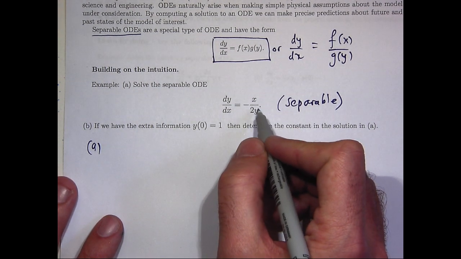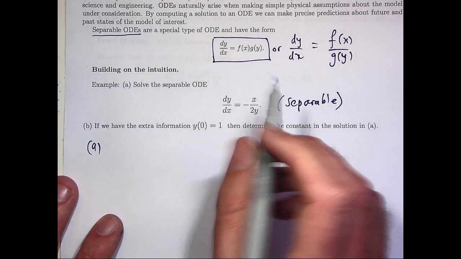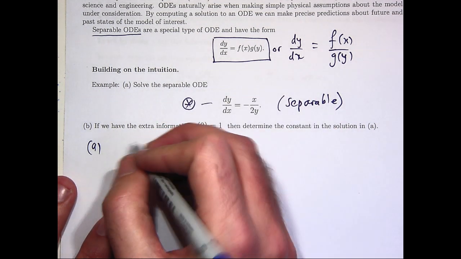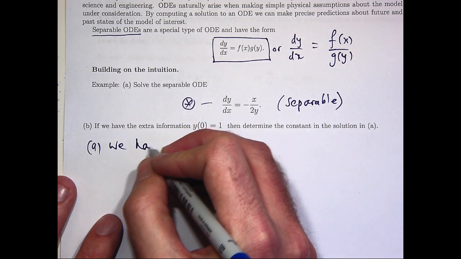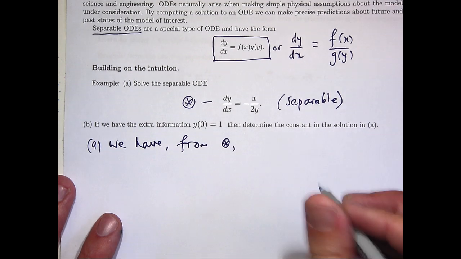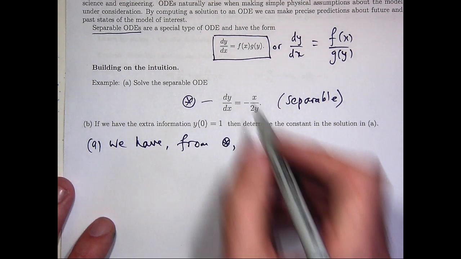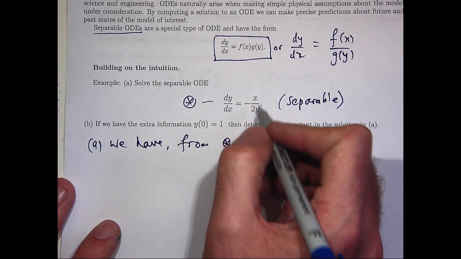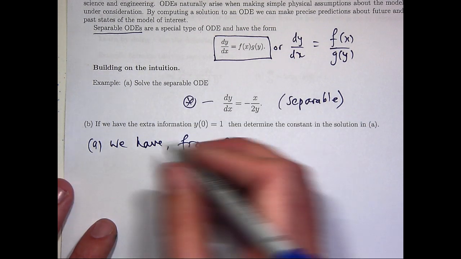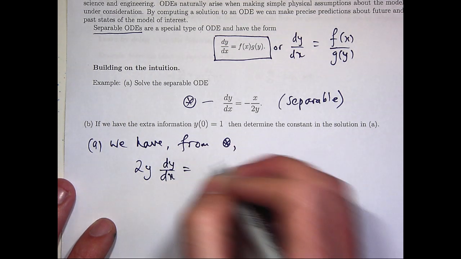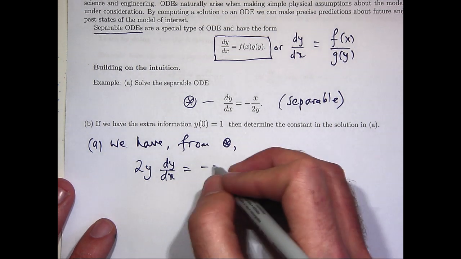So what I can do is bring that 2y over to the left-hand side. Let's just multiply both sides. Sorry, let's just bring the y over. Yeah, let's bring the 2y over. So I get 2y dy/dx equals minus x.